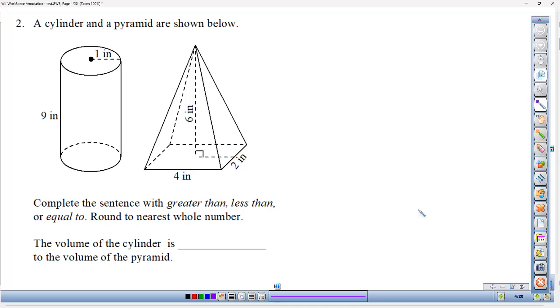All right, here's number 2. They give us a cylinder. They kind of did something nice and named them, and a pyramid over here. And basically, we need to decide if the volume of the cylinder and the pyramid are the same, or if one's more and one's less.